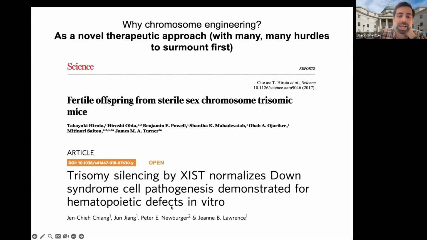This is another example of trying to address the defects in hematopoiesis, that is the defects in blood formation, using a chromosome therapy-based approach in cells taken from individuals with Down syndrome. So we are a long way off from that right now, but I do think that chromosome therapy could, in the long run, offer a potentially very powerful therapeutic approach for treating chromosome disorders, including 8p rearrangements.